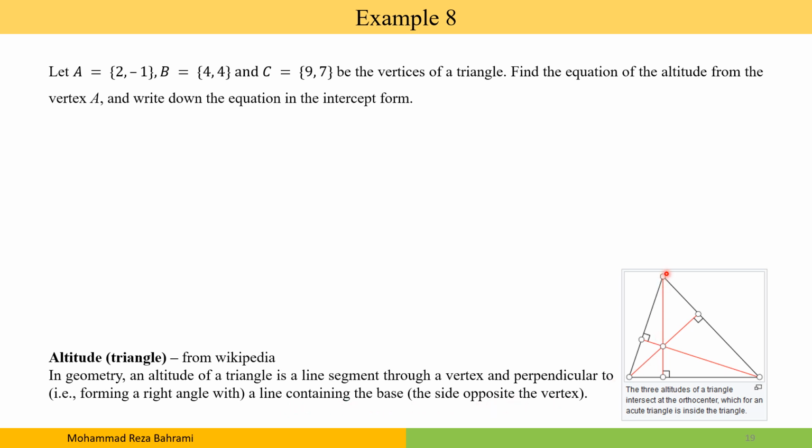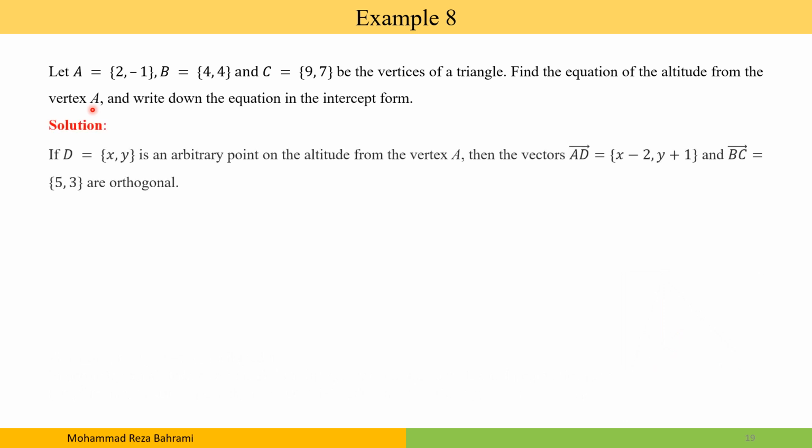So here, for example, this vertex, so this is a line segment to the opposite line containing the base. So we want to find the equation of the altitude from vertex A. In this case, assume that we have a point D with the coordinates x and y. D is an arbitrary point on the altitude from the vertex A.